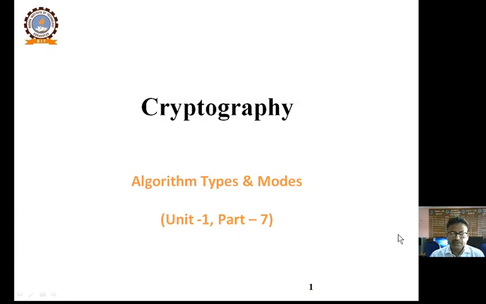So in continuation of the video part 6, we are going to discuss in this video the algorithm types and the modes which are used for the encryption and decryption process. Before discussing the algorithm itself which is used for symmetric cryptography, these algorithm types and modes must be studied because they are the prerequisites of any kind of algorithm used in cryptography.